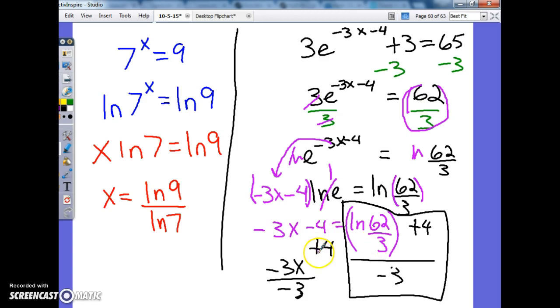Notice what I did. I added 4 here and added 4 there. Okay, so negative 3x equals log of 62 over 3, and that's a number, plus 4. And then I need to get rid of this multiplication. Notice I take negative 3x and I divide by negative 3, and then I'm left with x. And I divide this whole thing by negative 3, okay? Alright, so when you get this, you just add 4 to both sides, divide both sides by negative 3, and here's your answer. x equals all this right here: log of 62 over 3, plus 4, and that entirety, this whole thing, divided by negative 3. Alright?